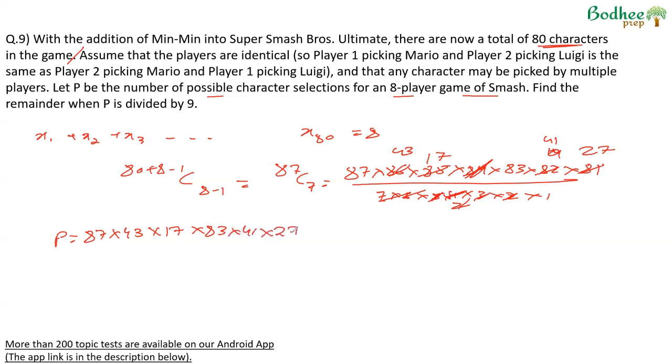Find the remainder when P is divided by 9. If we divide P by 9, P is a multiple of 27, so P will be divisible by 9, and the remainder should be 0, and that becomes the answer.